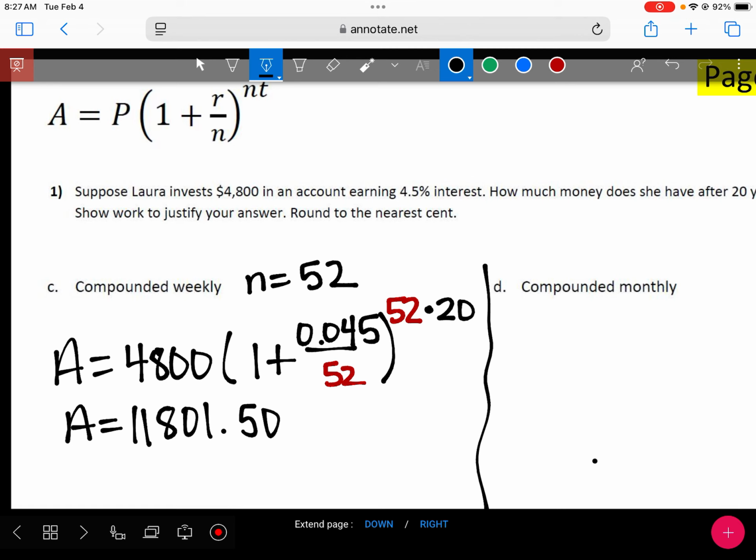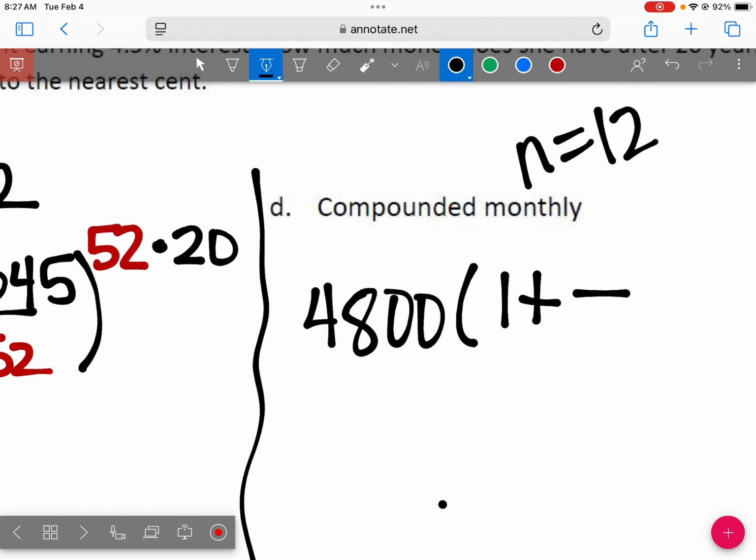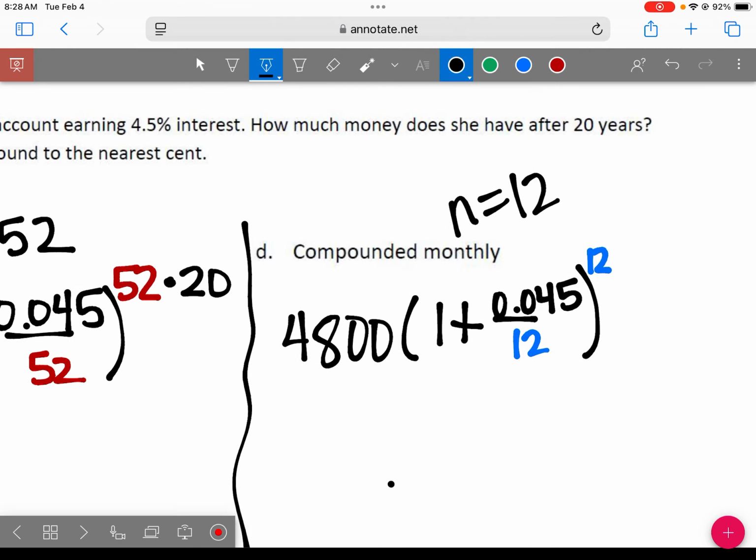Now what did the N value change to? Monthly. So how many months are in a year? 12. Let's type it in again. So we have 4,800, parentheses, 1 plus, hit your fraction bar, and it's 0.045. Now N is 12. Close your parentheses, to the power of 12 times 20. So type that in your calculator. Again, you should start off with 11,000 and some numbers. If you don't start off with 11,000, you typed it in wrong.